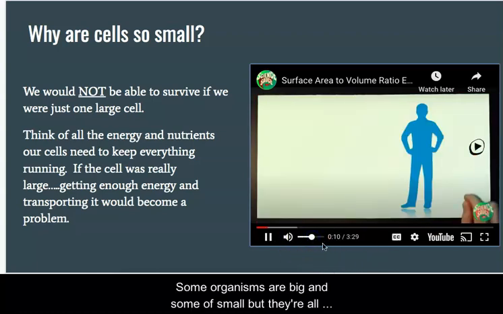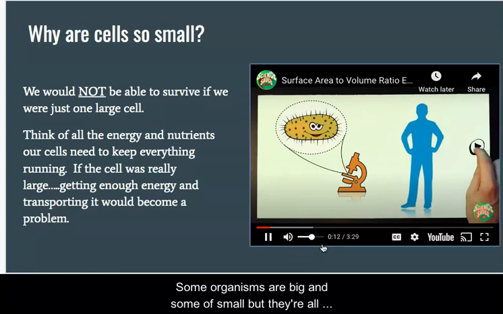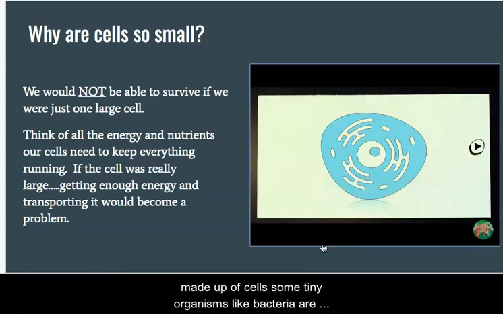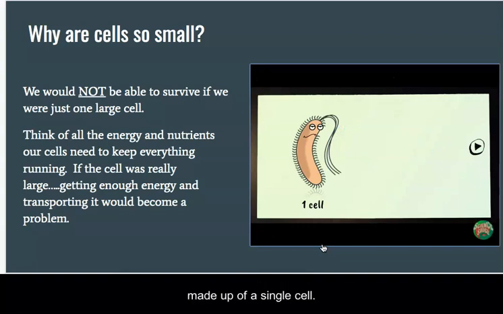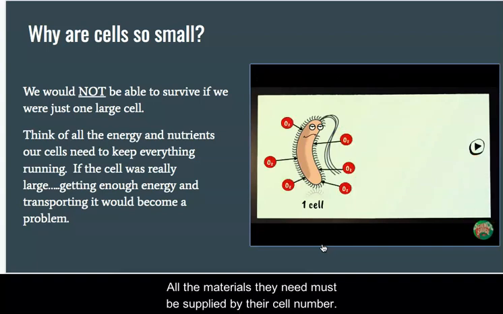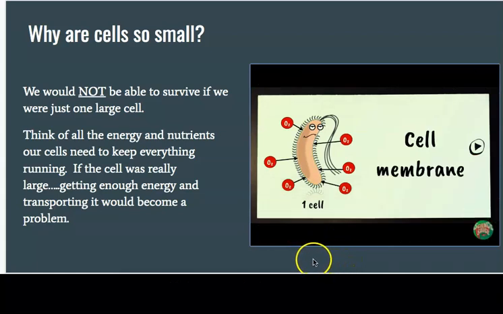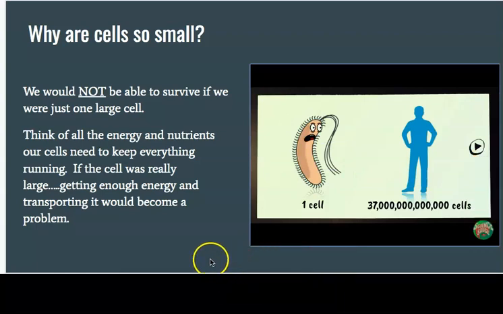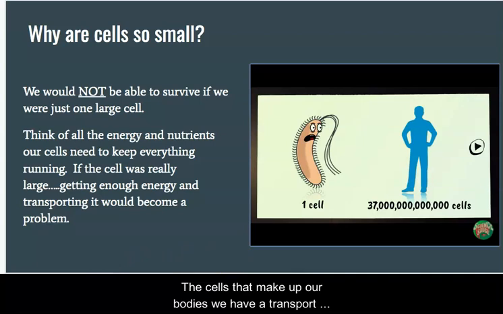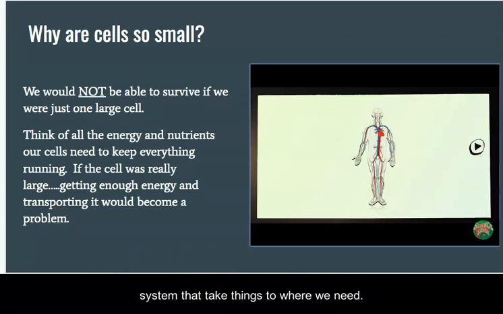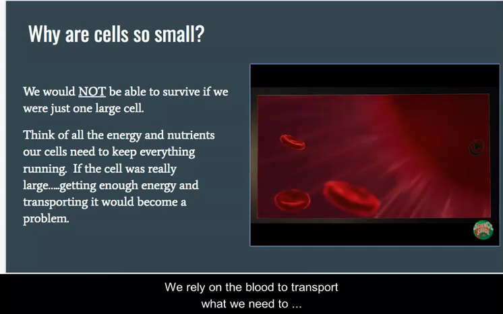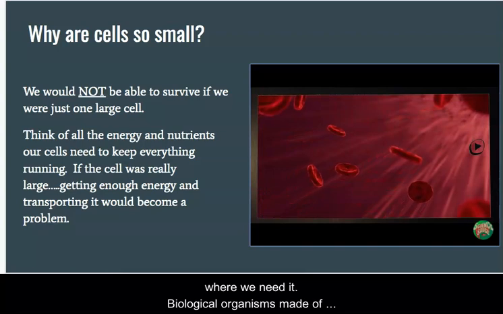Some organisms are big and some are small, but they're all made up of cells. Some tiny organisms, like bacteria, are made up of a single cell, and all the materials they need must be supplied via their cell membrane. Large organisms, like us humans, are made up of millions of cells. To get the important stuff, like oxygen, to all of the cells that make up our bodies, we have a transport system that takes things to where we need them. We rely on the blood to transport what we need to where we need it.